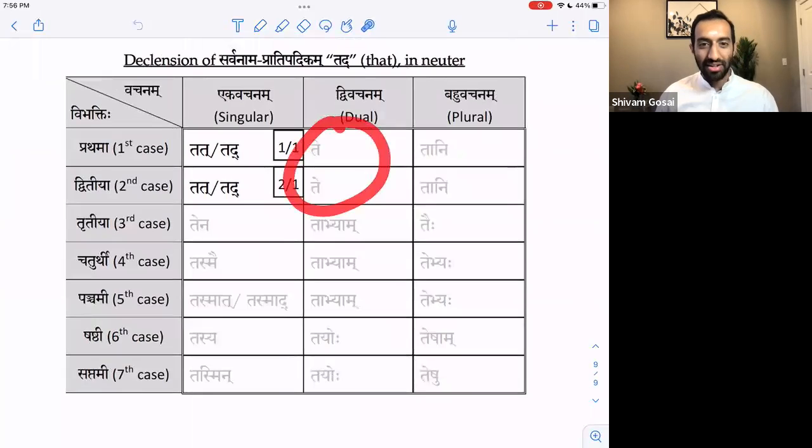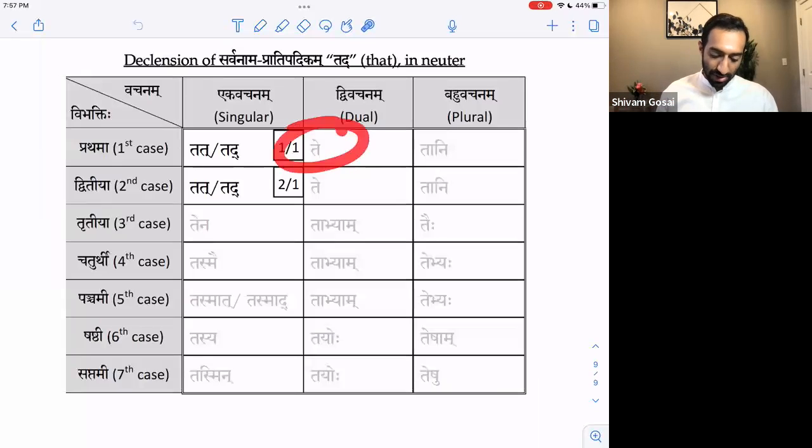So te can be dual. In Napumsaka, in masculine, it can be plural. 1, 3. Right? Tena tabhyam taihi, tasmai tabhyam tebhyaha, etc. Right? So here we're talking about karma. So karma is Napumsaka Linga. So we're going to be talking about dual here. Dual. Te. Okay. Those two. Those two. Kartavye. Kartavye. So it's also Napumsaka Linga. So Akaranta Napumsaka Linga. Prathama Vibhakti Dvi Vachanam. Both of these words. So they're going to be in Samanadhikaran.